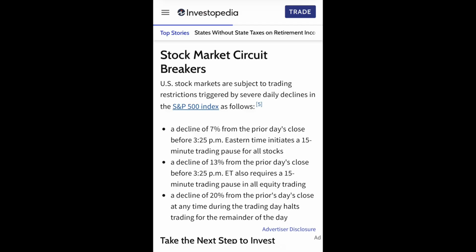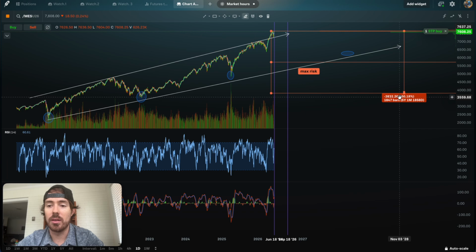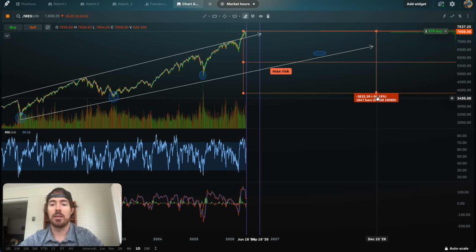And as a side note, the market does have stock market circuit breakers, so that if it crashes too much during one day, there will be a 15-minute pause at 7%, a 15-minute pause at 13%, and if there's a 20% crash from the prior day, it will pause for the remainder of that day. This might act as a pretty good sign for me to get out of a trade and possibly wait for the recovery. Nevertheless, I'll use the larger one as the explanation here.